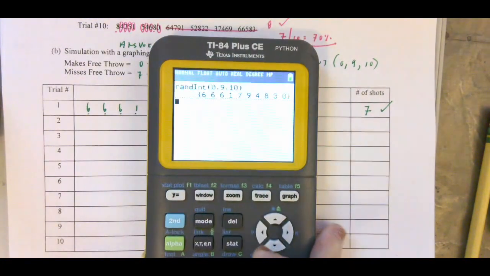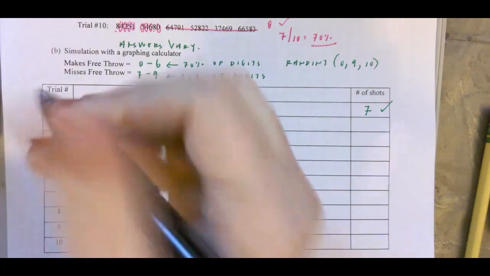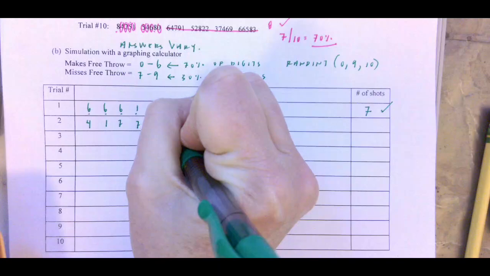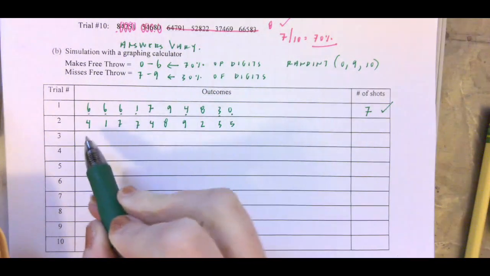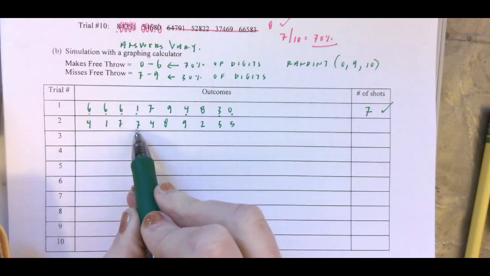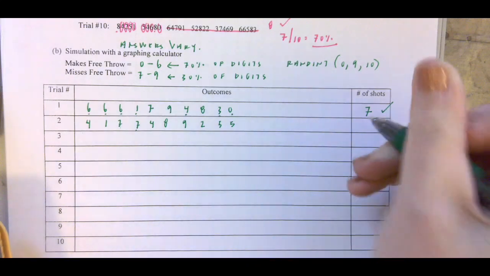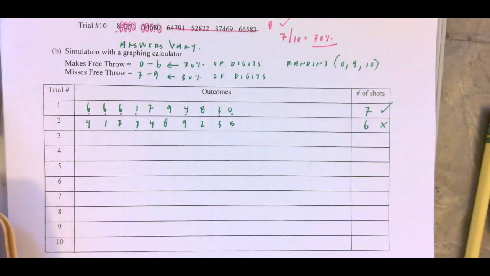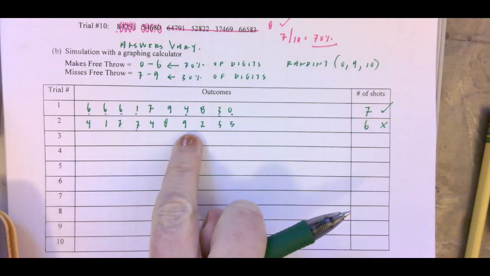Okay, let's hit enter, run it again. Again, yours are going to be different than mine. So here's my second trial. Let me write it down. Okay, so he made all these, but he missed, made it, missed, made it. Here he only made 6 out of the 7. He did not make 7 or more in this trial for me, right? Because he misses anything that's a 7, 8, or 9.